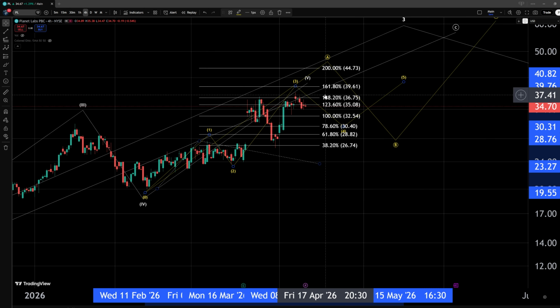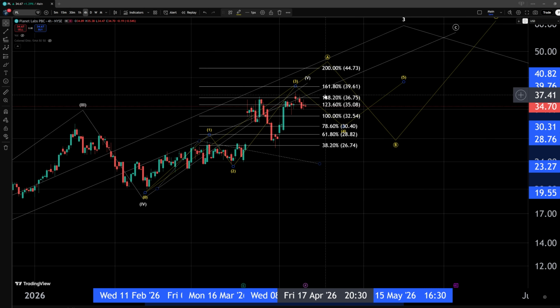And we can notice we have pushed into the 138.2% extension of the wave 1. That is the ideal target. We have also done so by creating an ABC pattern. This seems to be a zigzag pattern, quite ideal within such a structure. And within this wave C, while we could extend to higher prices, the pattern looks quite complete.